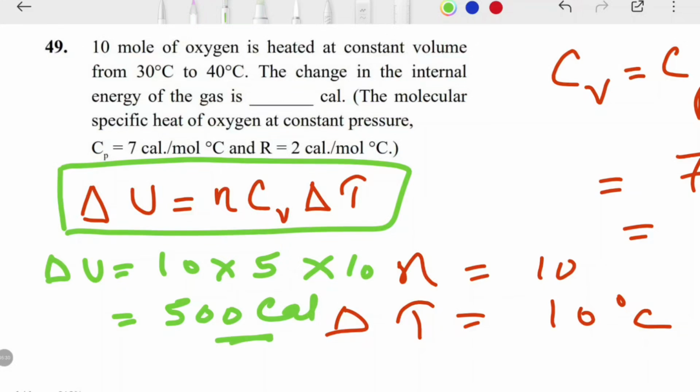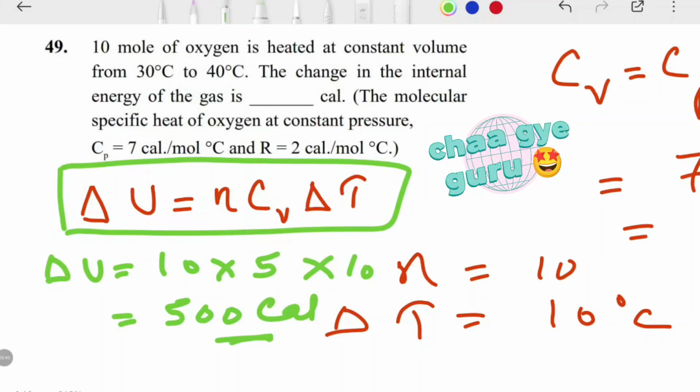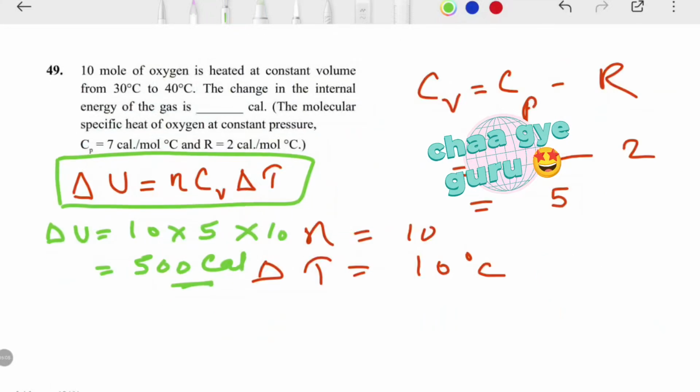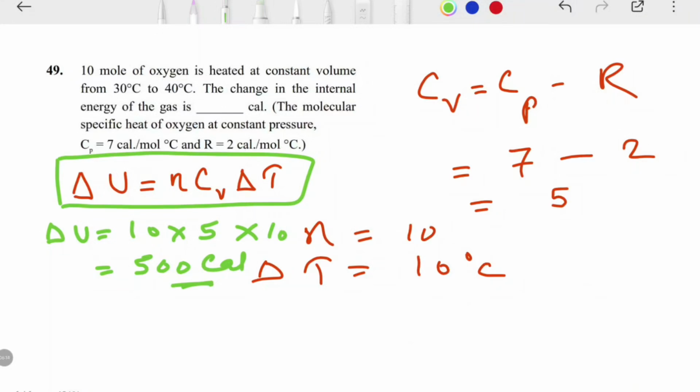Students often use Cp instead of Cv, forget about the change in temperature, or panic seeing thermodynamics. But remember this golden rule: constant volume means we use Cv, and Cv equals Cp minus R. That's it. Since volume is fixed, the gas cannot expand, so no work is done. All supplied heat increases molecular kinetic energy, temperature rises, and internal energy rises. Simple physics, powerful concept.